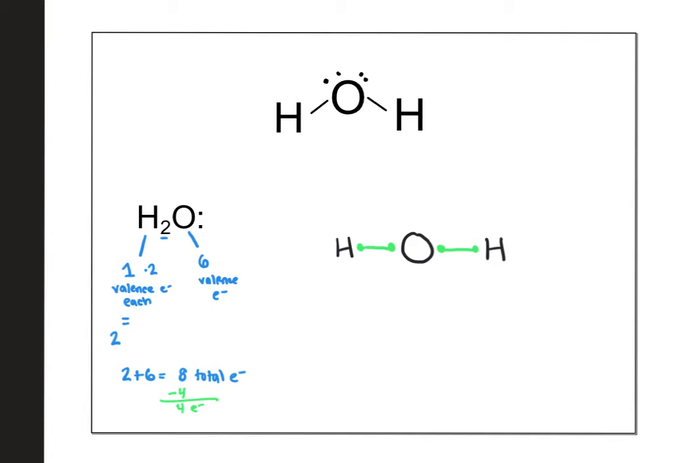Then it says in my directions to fill the outer. So what we're going to do is put dots on these outer elements until they are satisfied. Every element wants 8 electrons except for hydrogen and helium, which are happy with 2. Well, hydrogen already has 2, because remember this green line represents 2. These both belong to hydrogen and they both belong to oxygen. This hydrogen is also happy because it has those 2 electrons in the bond, right?